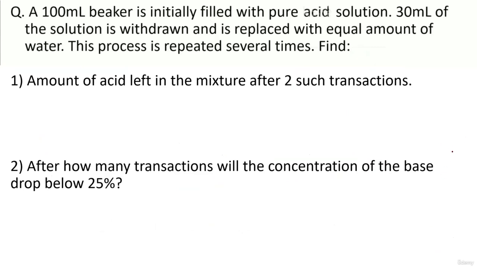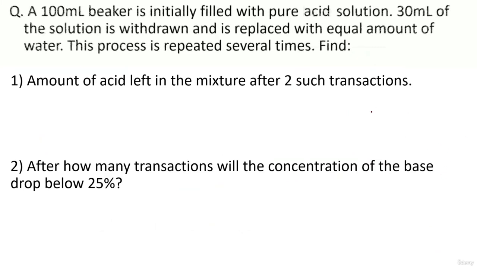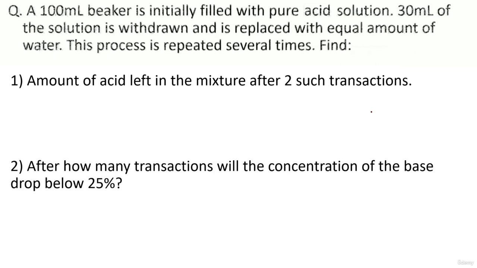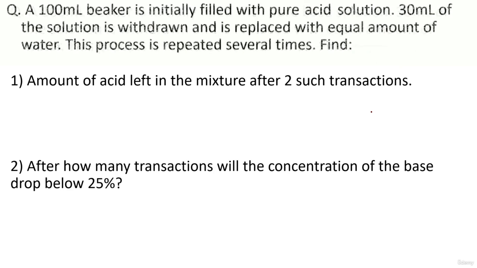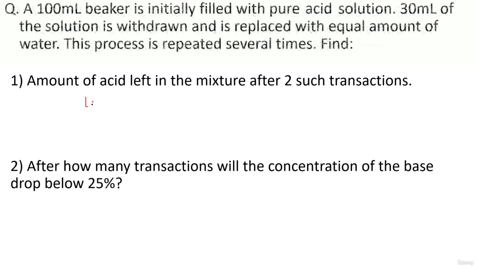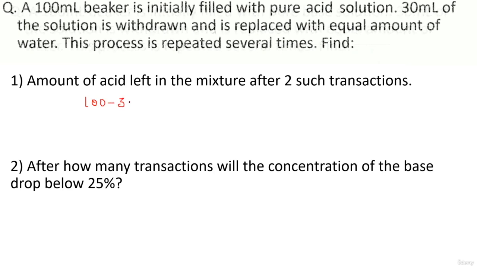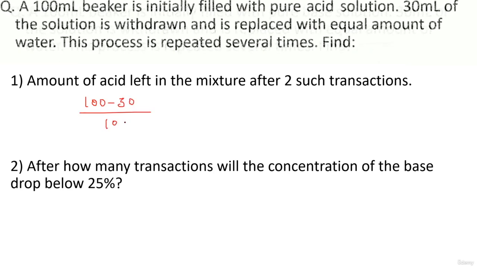A 100 ml beaker is initially filled with pure solution. 30 ml of solution is withdrawn and is replaced with an equal amount of water. This process is repeated several times. Okay, 100 ml is your initial solution. You are removing 30 ml and replacing it with an equal amount of water.